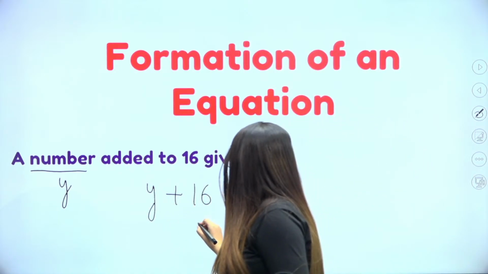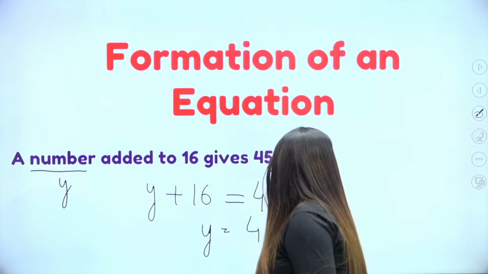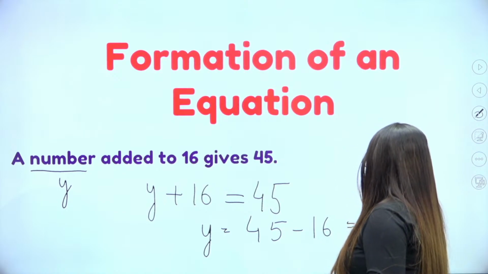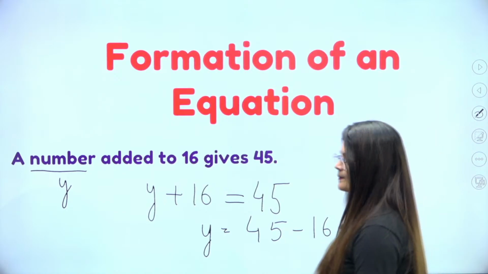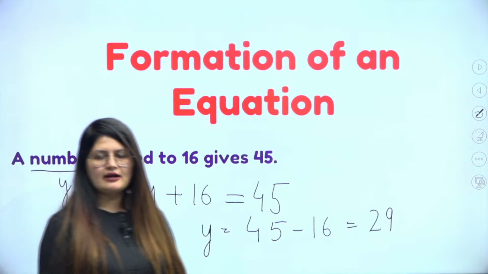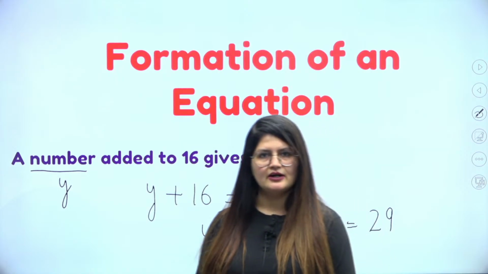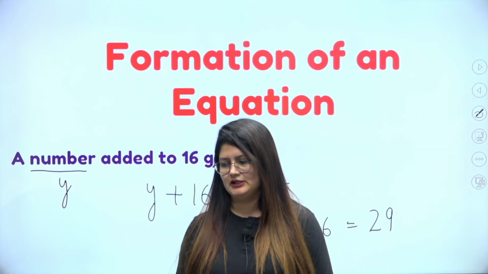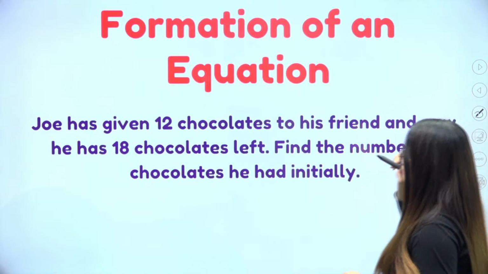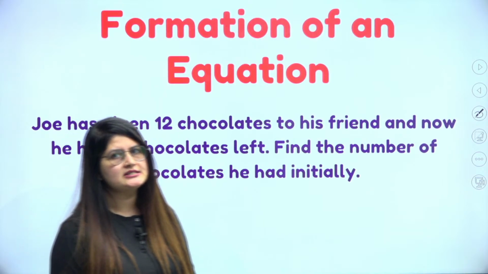If you have to find the value of y here, can we find it? Yes, which is coming out to be 29. So this is the value of y. Clearly, if we do 29 plus 16, that will come out to be 45. Is this thing clear now? This is how we are going to form any equation. Now let's talk about one more question here. The next question says, Joe has given 12 chocolates to his friend and now he has 18 chocolates left.